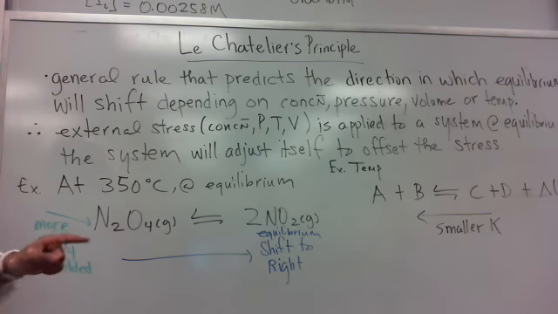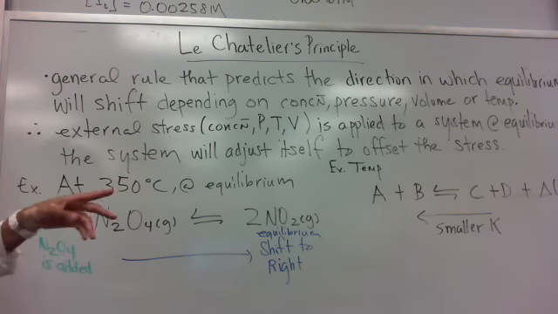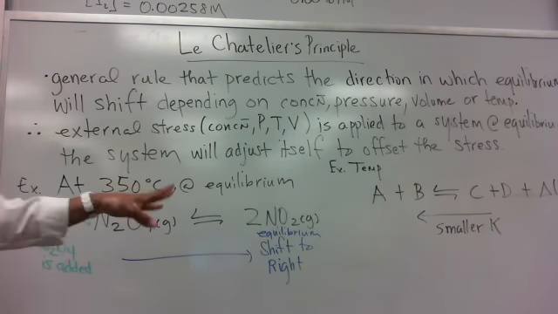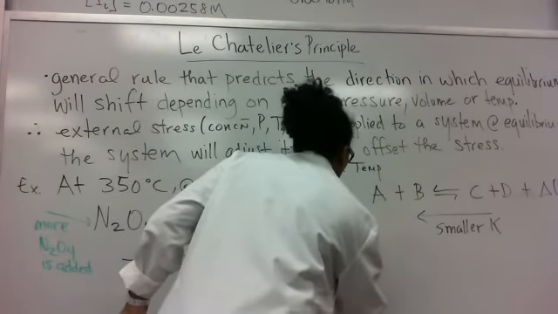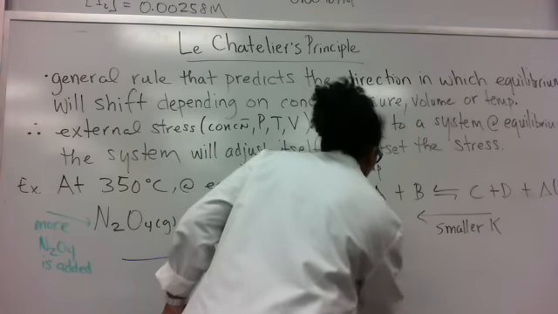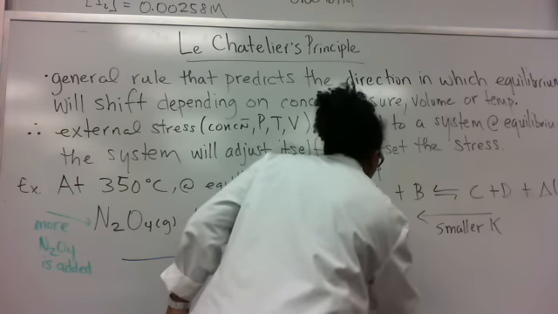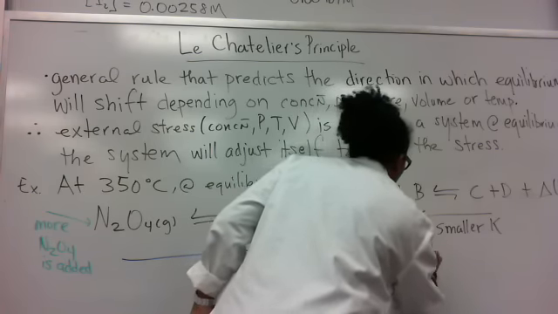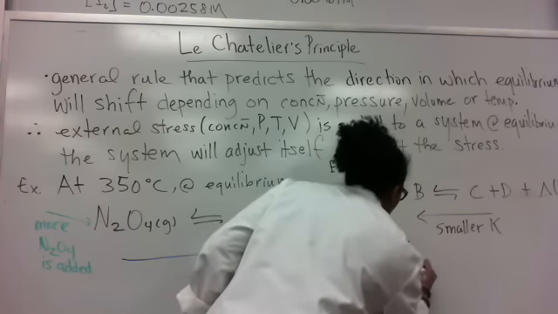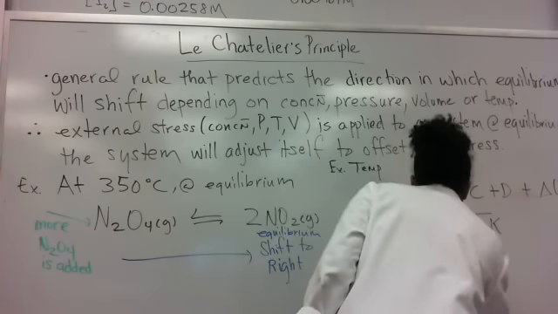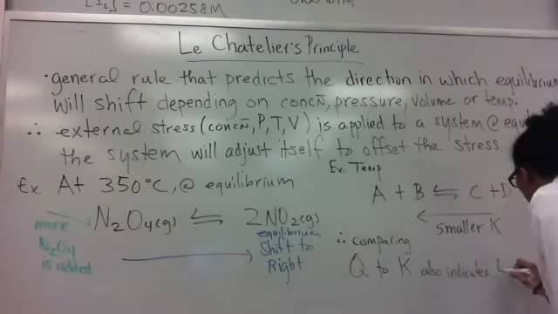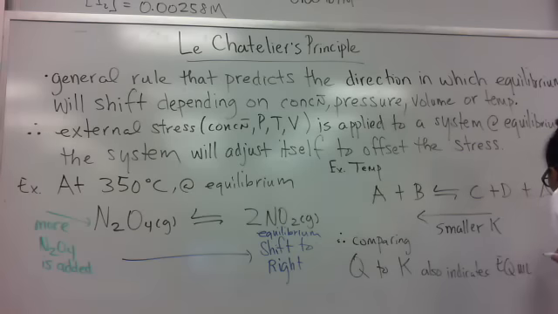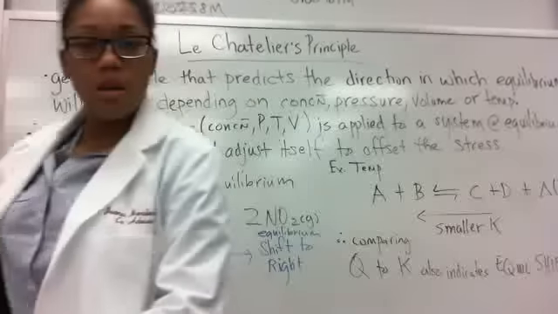Keep in mind, you can still use the Q and K relationships to also help with this as well, especially when it comes to concentration. Alright, so that's another caveat I can actually put up here. Q, comparing Q to K also indicates equilibrium shifts. Alrighty.